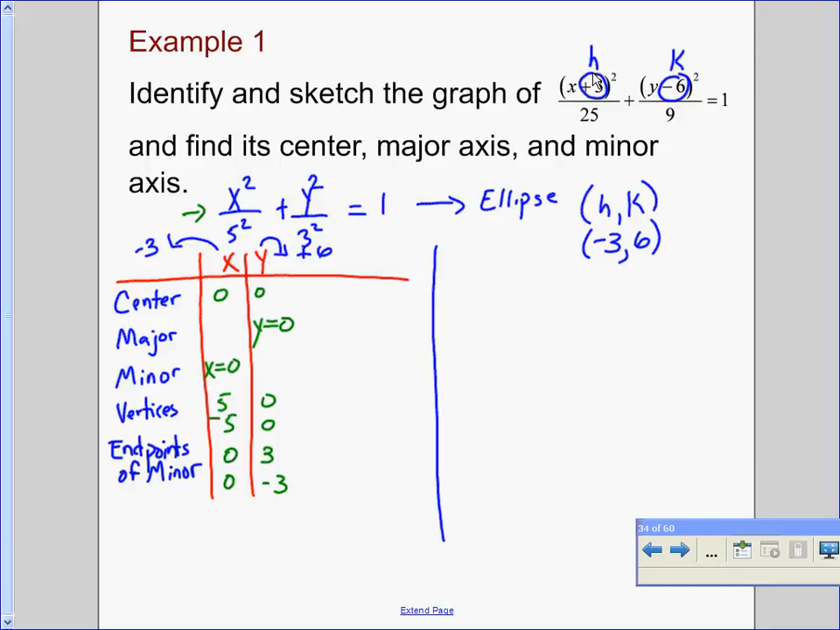So when we get our new points over here, X, Y, that's going to give us a center, -3, 6. And then the y equals 0 is going to become y equals 6. The x equals 0 is going to become x equals -3. The vertex 5, 0 is going to be the point, so I subtract 3 from the 5 and I get 2. I add 6 to the 0 and get 6. And then the -5 is going to become -8. And the 0 is going to become 6.